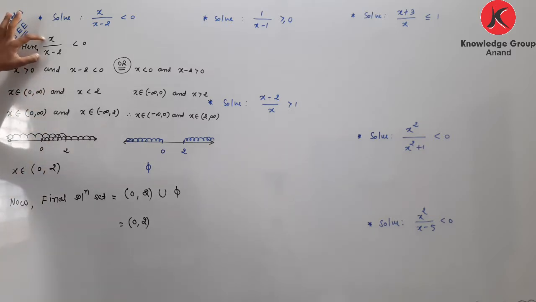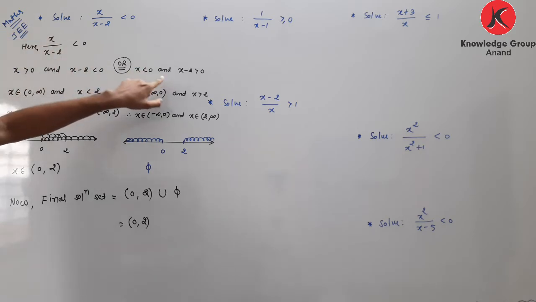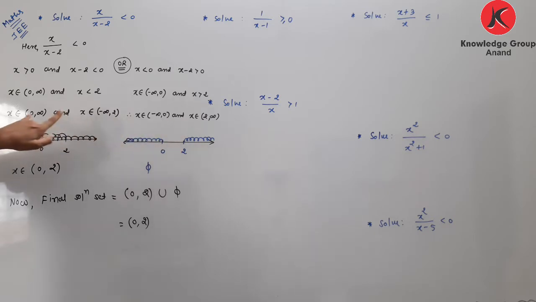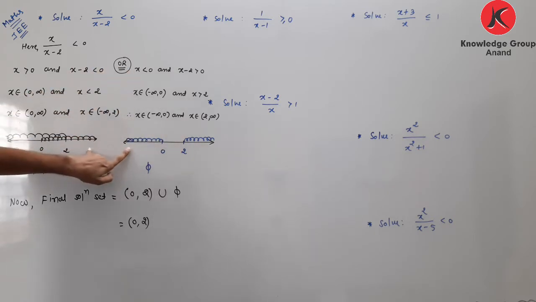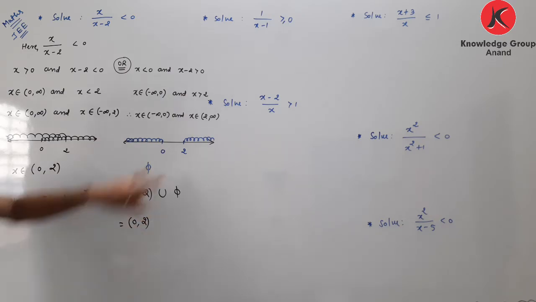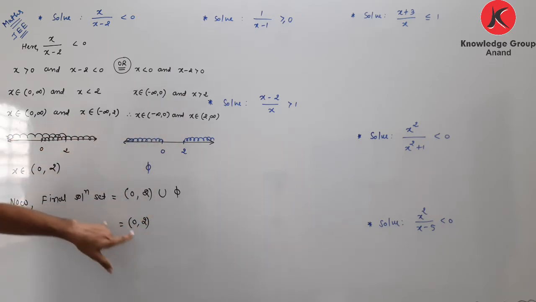See here, numerator positive, denominator negative, or numerator negative, denominator positive. Here and between them, therefore we have to take the intersection for this and this, and final solution for this and this, we have to take union here. Okay, in this case intersection, in this case union.